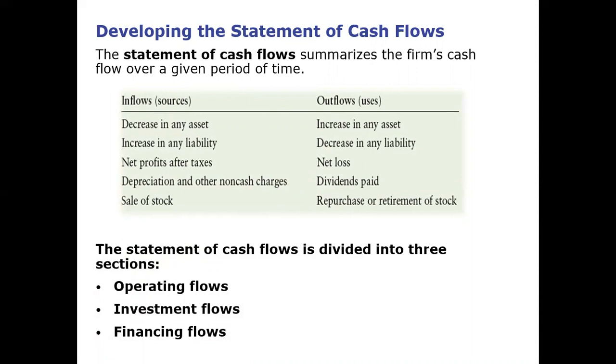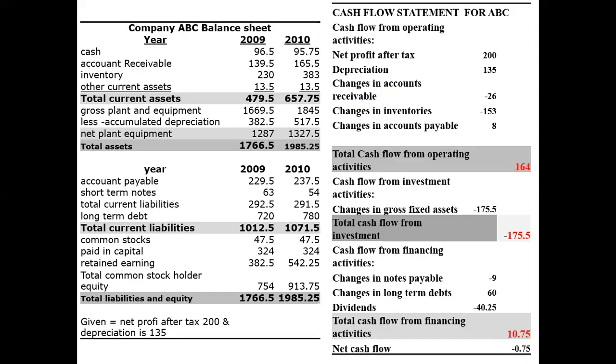So let's see our financial statement, the cash flow statement, with operating flows, investment flows, and financial flows, represented here using the given balance sheets. We have balance sheets for 2 different years, and we are preparing the cash flow for company ABC. In this statement, the important thing is to calculate the difference in cash between the 2 years. The difference between the cash here and the cash here is represented as the net cash flow, negative 0.75.